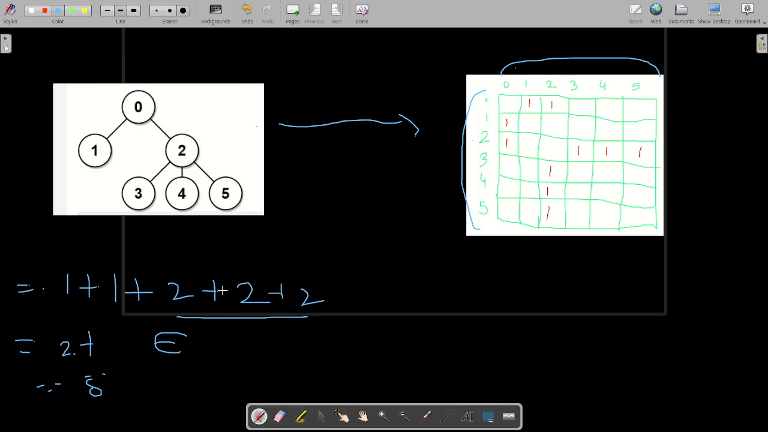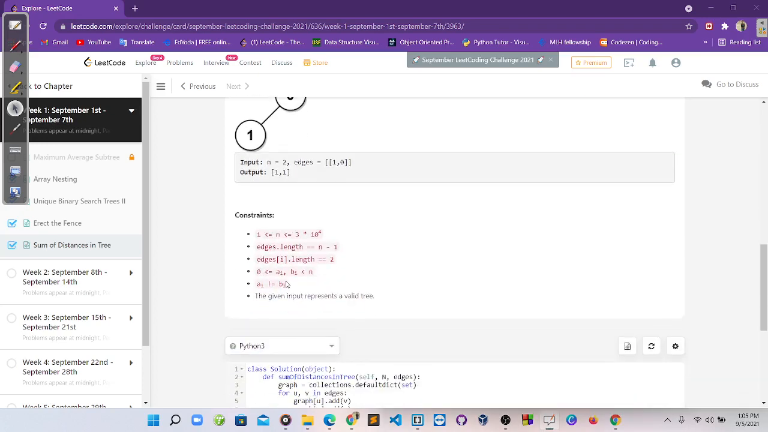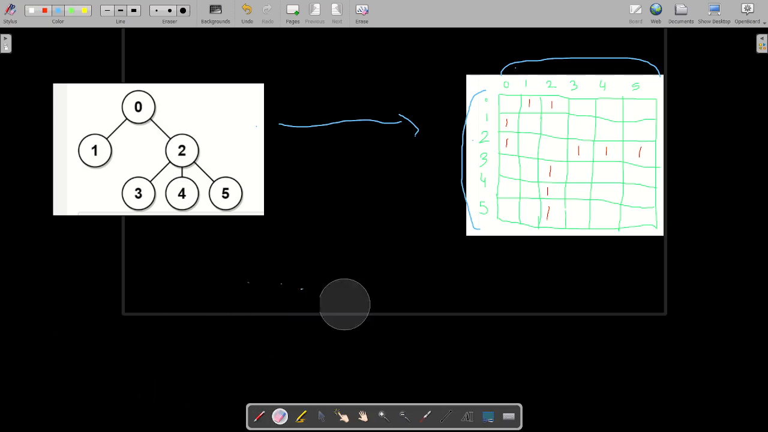But now there's a problem of space complexity. If you see the constraints here, it is 3 to the power 3 into 10 to the power 4. So if it is n square, it is very much. So we have to optimize it. In order to optimize it, there is a thing. You have to optimize it with intuition.